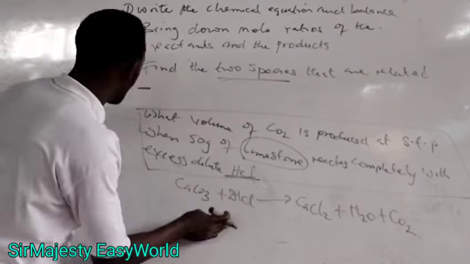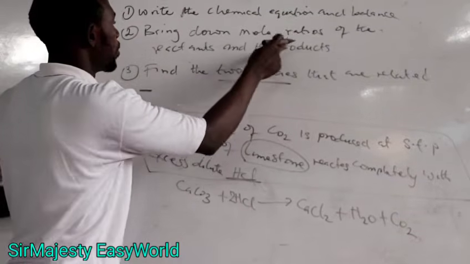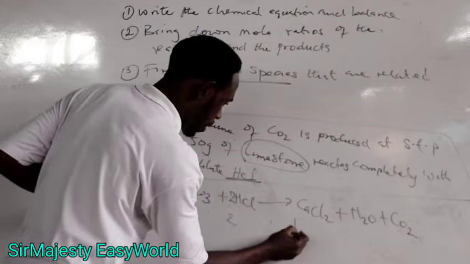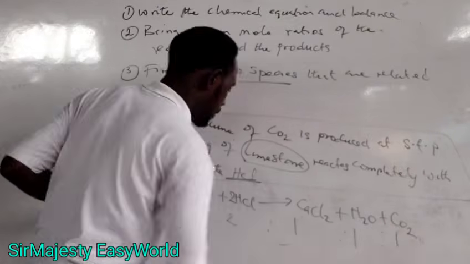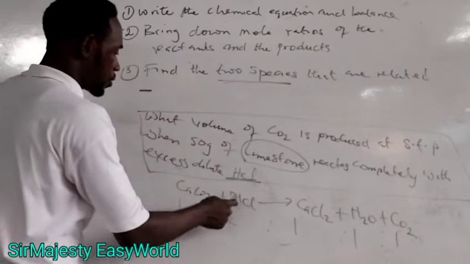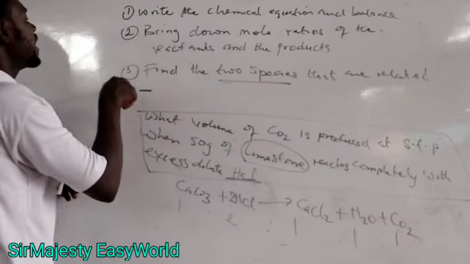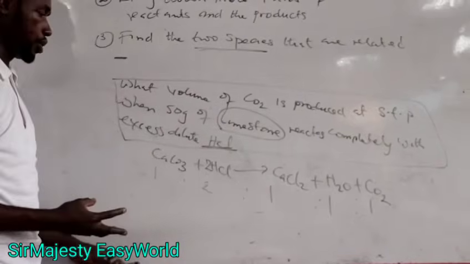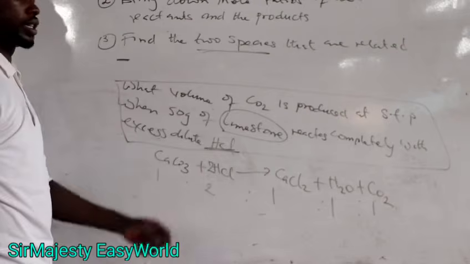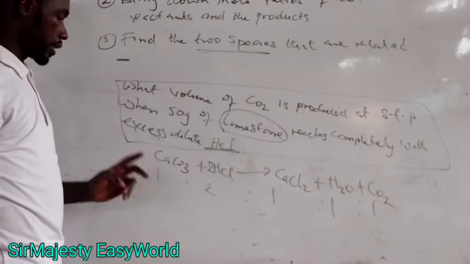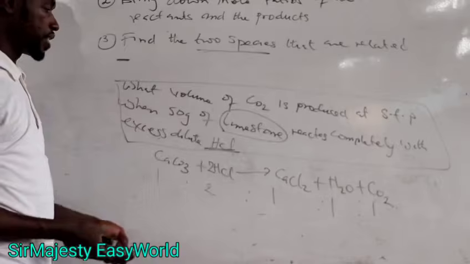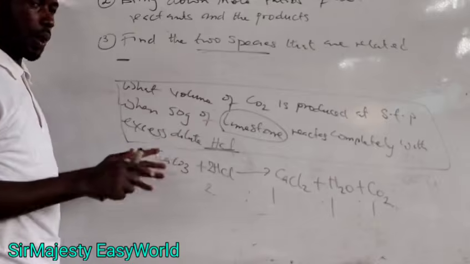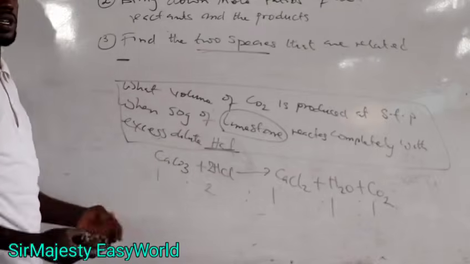So now, the second step is bring down the mole ratios of the reactants and the product, which is 1:2:1:1:1. Then we have how many species here? 1, 2, 3, 4, 5 species. Then the third step says, find out the 2 species that are related. Out of these 5 species, only 2 must be related. They can't relate more than 2 in chemistry. They may even relate 1 product and 1 reactant, 2 products, even 2 reactants can be related.